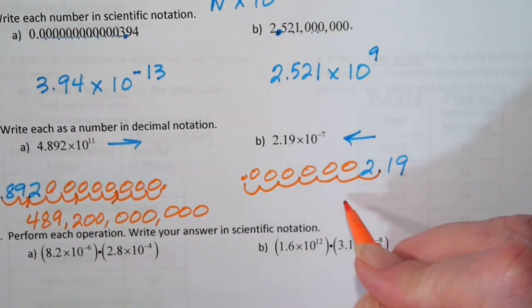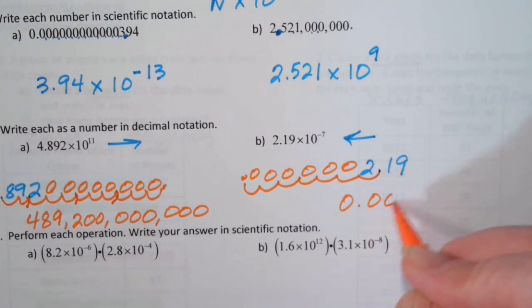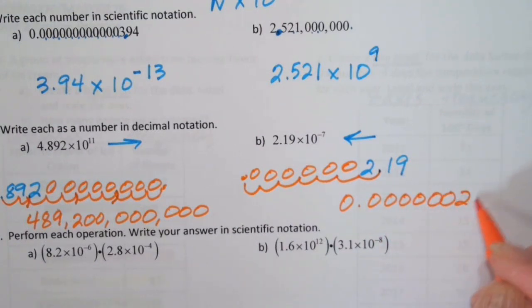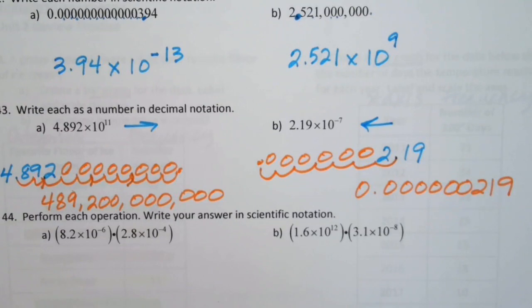So if I wanted to clean that up, it's going to be 0.123456219 is my answer.